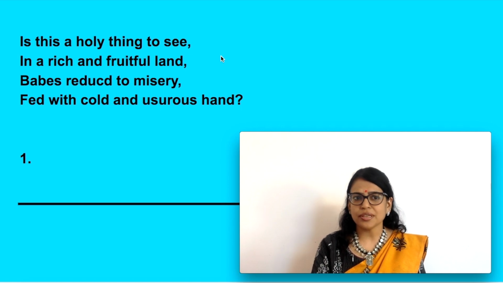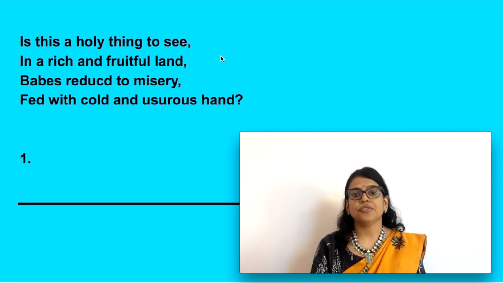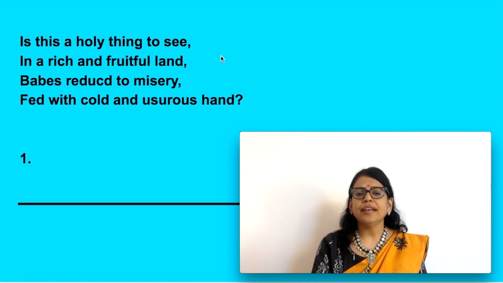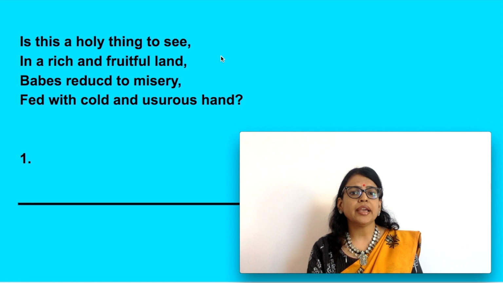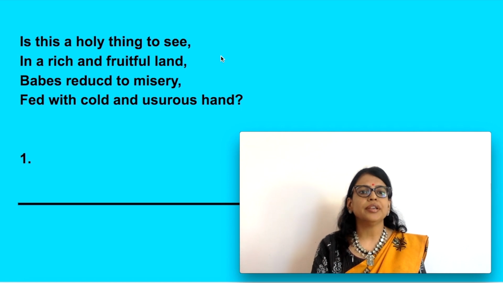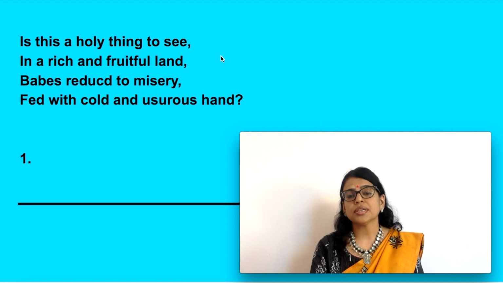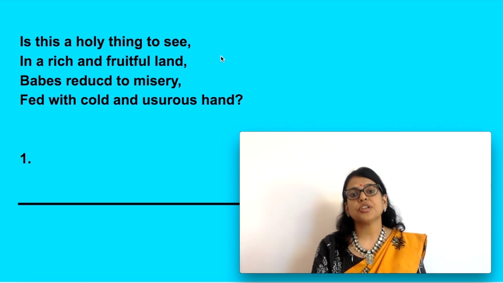Then is this a holy thing to see, that in a very rich country, in a very prosperous country, there are so many children who are orphans, who are reduced to misery, and they are fed with cold and usurious hand? Cold. The people who take care of them actually don't really care about them. They are their protectors. They are there to do a job, but they don't really care for the children. They are cold-hearted and usurious. They take advantage of the situation and of the children.